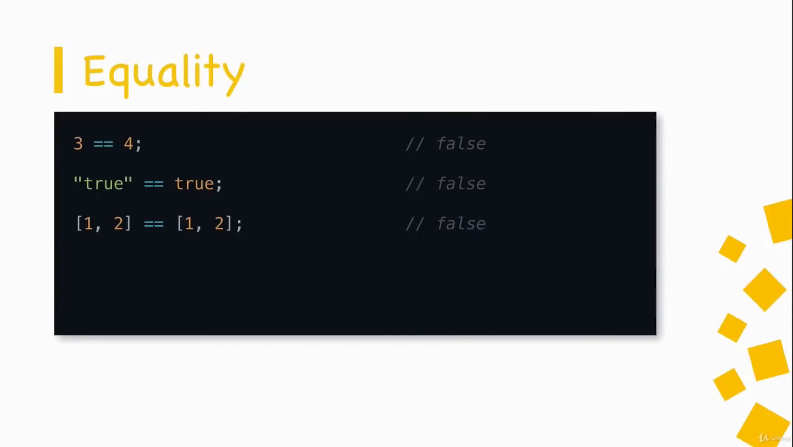So arrays are a type of objects in JavaScript. So here we have two identical arrays. The first array has the value 1 and 2. The second array has the value 1 and 2 as well. But although they have the same values, they're not the same, because no two objects in JavaScript can be the same, even if they contain the same values.